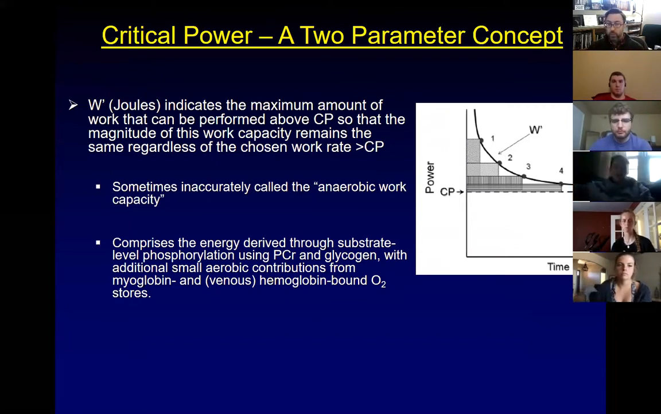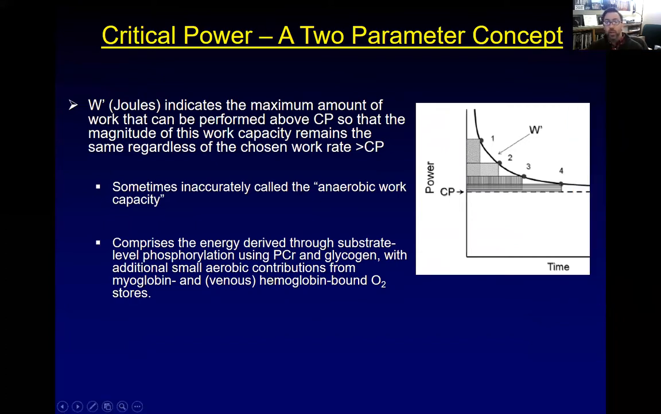So the assumption, if you look at the critical power graph, is that you've done multiple bouts of exercise above critical power, and we're going to fit this curve to it. Okay, so the idea is that you take the amount of work that can be performed above critical power and the time it takes you to fatigue at that particular work rate, you can calculate an area under the curve for each one of your bouts, okay?